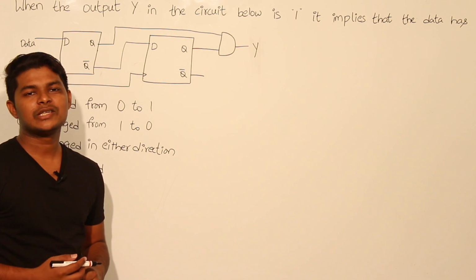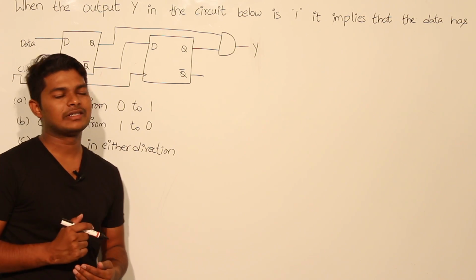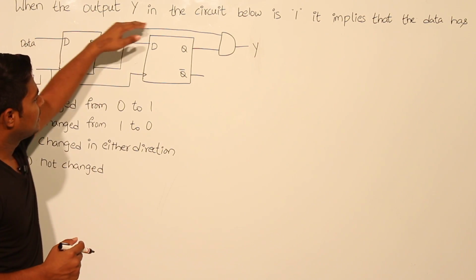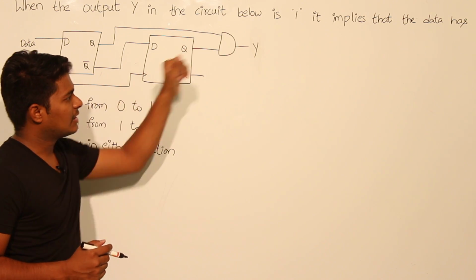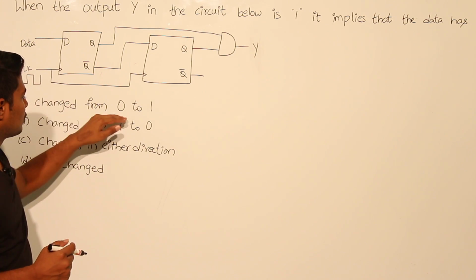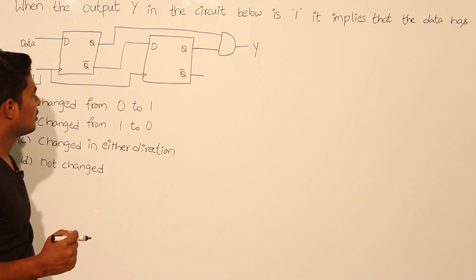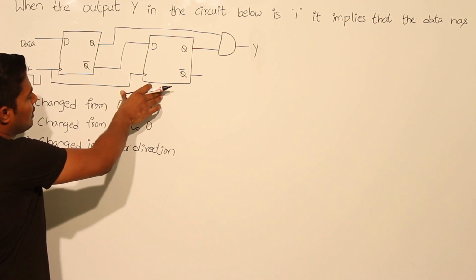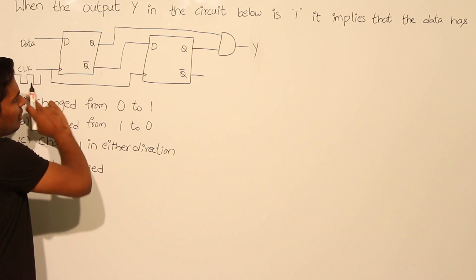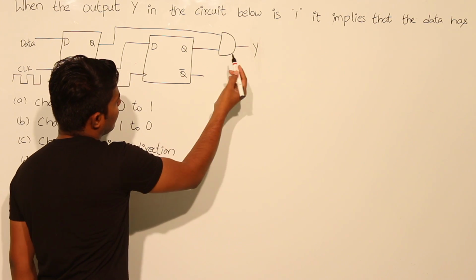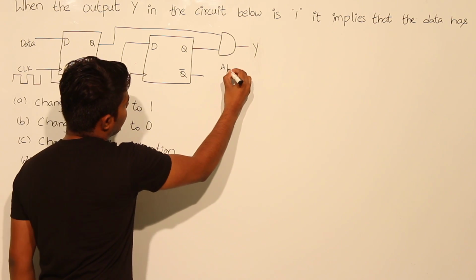Let's see this question. This question is given in GATE 2011 in the subject digital. When the output Y in the circuit below is 1, it implies the data has changed from 0 to 1, changed from 1 to 0, changed in either direction, not changed. This is the circuit given, with this is the data and this is the clock. Output is Y and the gate connecting the output is an AND gate.